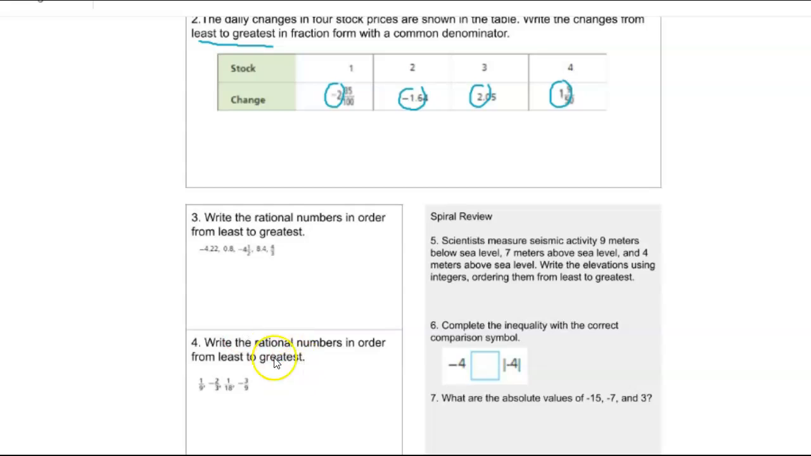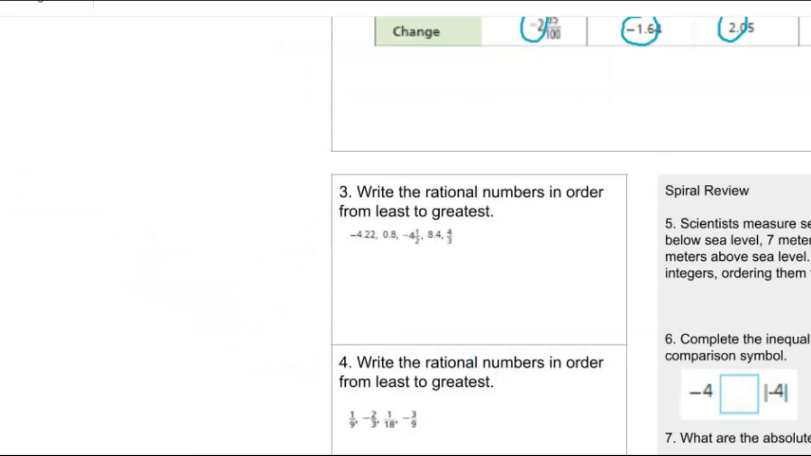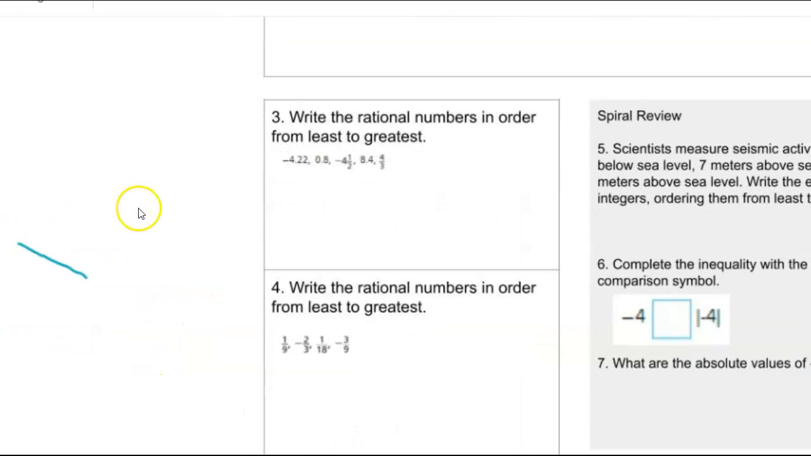Number 3 and 4, you're going from least to greatest. These ones are going to get a little bit more intense, I think. So if you need to have extra paper to write on, you can go to the back, or you can get some line paper to staple on. You're going least to greatest, so you're going to start with your negative numbers and with your positive numbers. Same thing down here.